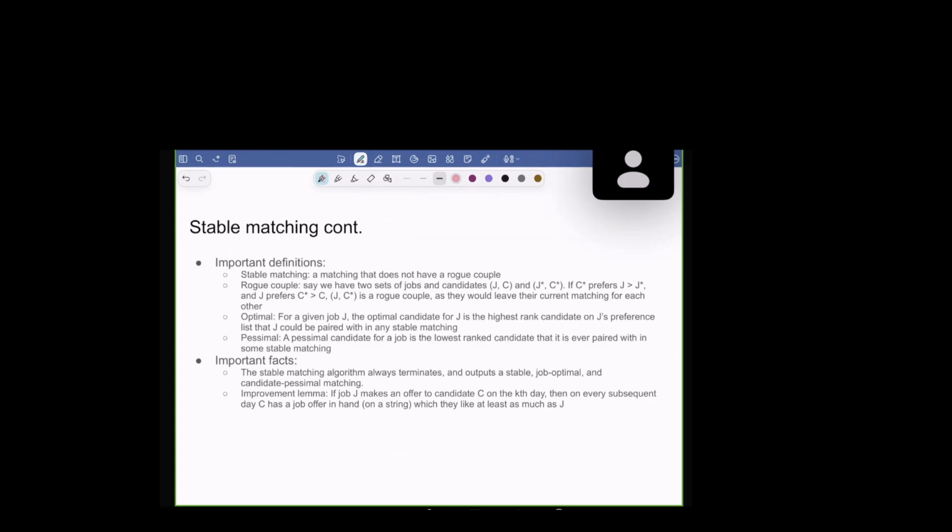All right, and then some important facts. This algorithm is guaranteed to terminate, and it is also guaranteed to output a stable and job-optimal pairing, and it will be pessimal for the candidates. And then there's also a very important lemma that you will use in a lot of stable matching proofs. It's the improvement lemma. What this means is if a candidate gets an offer from a job, the job that they end up with is going to be at least as good as the job that they currently have, because they're just not going to accept future offers if the future offers aren't as good as what they currently have.